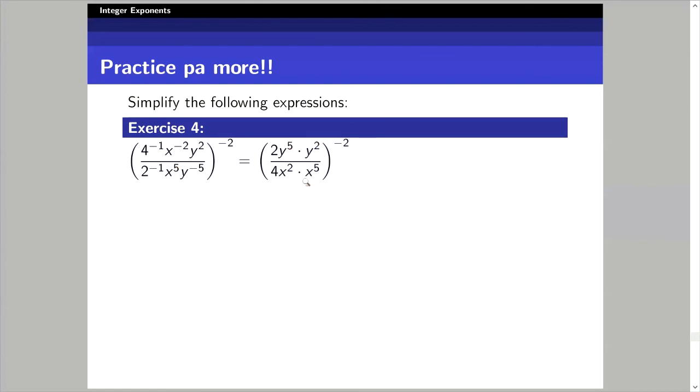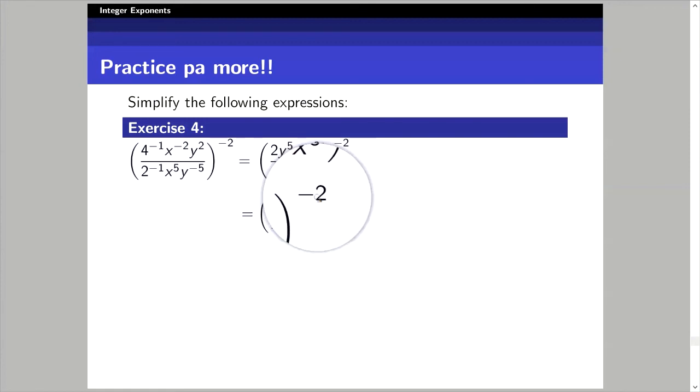Same here. So you're going to have, and even this one, oh, 2 and 4, you can simplify this, right? Simplifying further, you're going to have this, right? Kasi 2 over 4. What is 2 over 4? It's 1 half. So 1 over 2. And then y raised to 5 times y raised to 2, it's y raised to 7. Same sa x. And then nandiyan pa rin yung negative 2 na exponent.